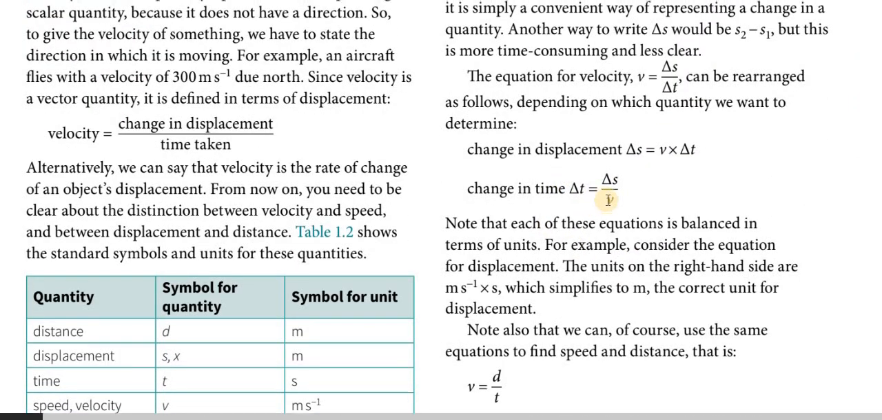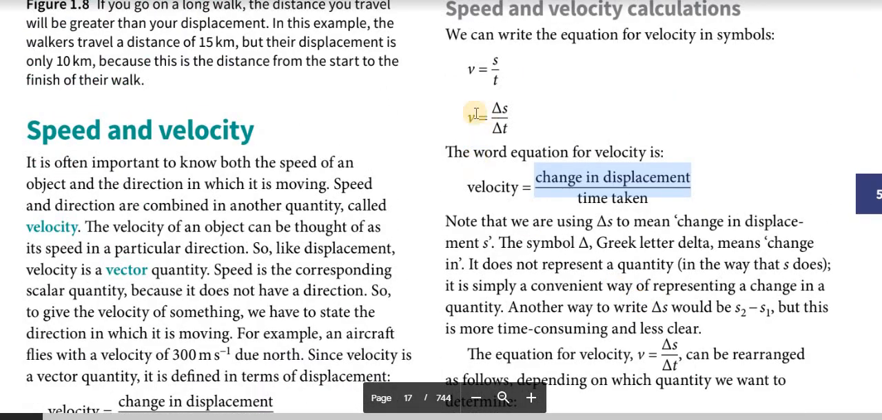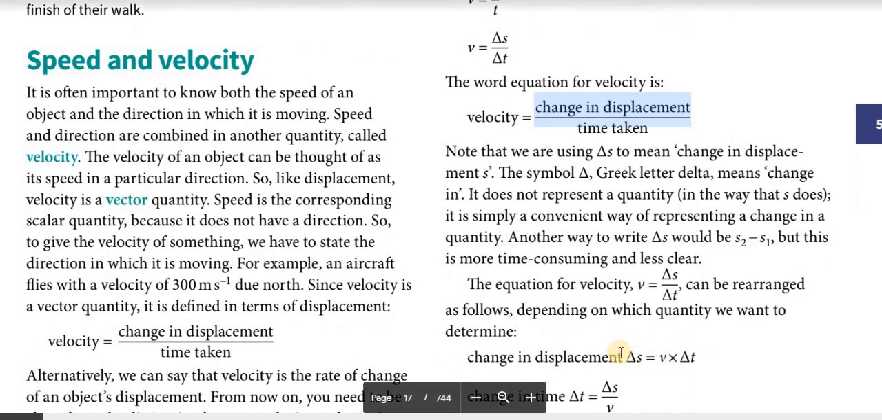Okay, so if you want to make s the subject of the equation, multiply both sides by t, then you will get this. Okay, and if you want to make delta t the subject of the equation, again cross multiply, move the t up there, bring the v down, you will get this.